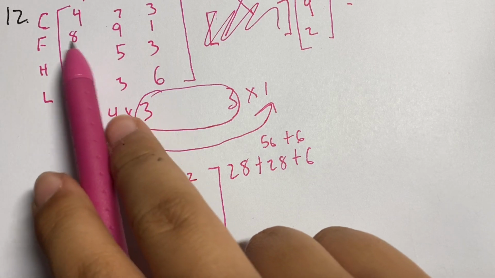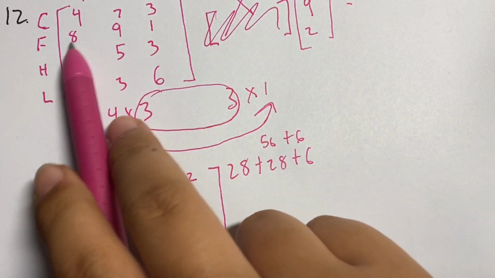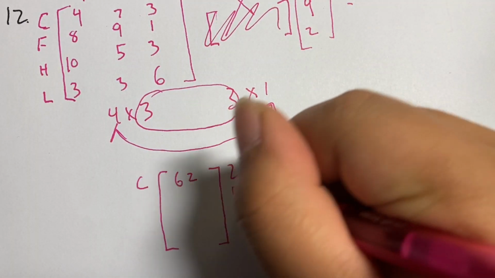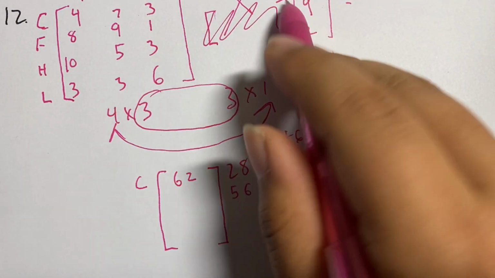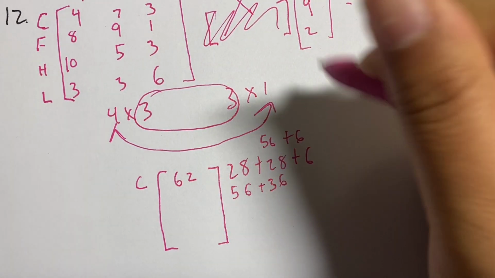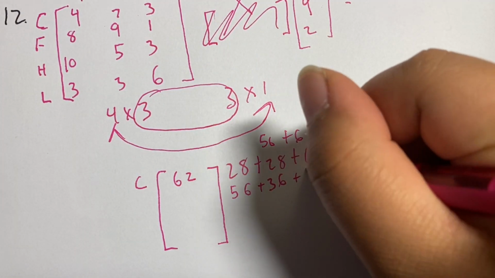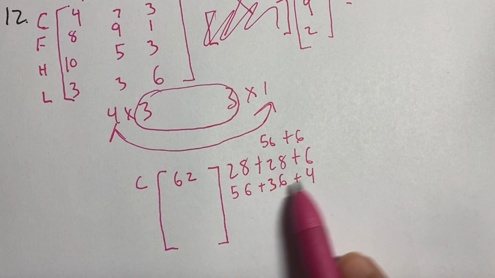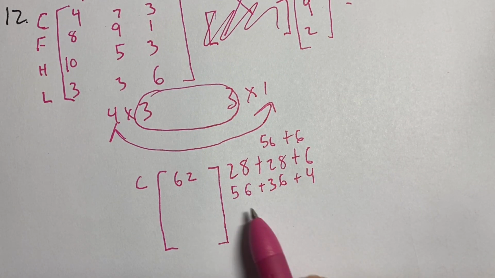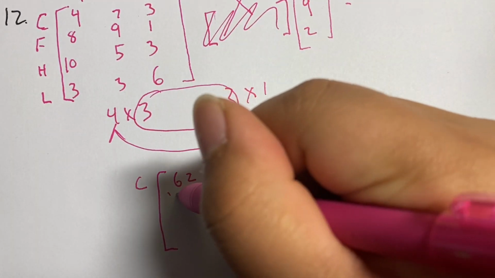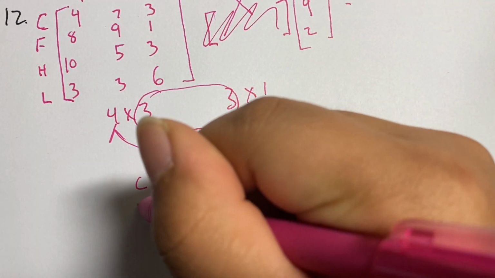Now let's look at Franklin. Second row times first column. 8 times 7 is 56. 9 times 4 is 36. And 1 times 4 is 4. I'm going to add 56 plus 4, which is 60. And then 60 plus 36, which is 96. So that's how many points Franklin won.